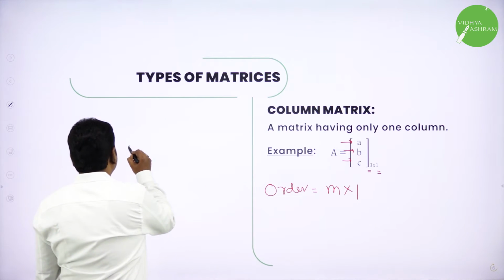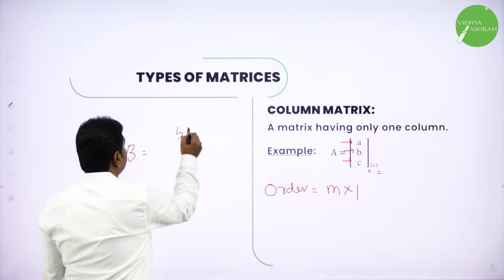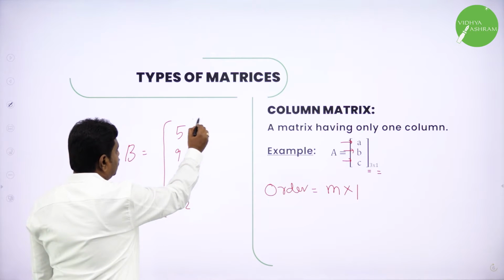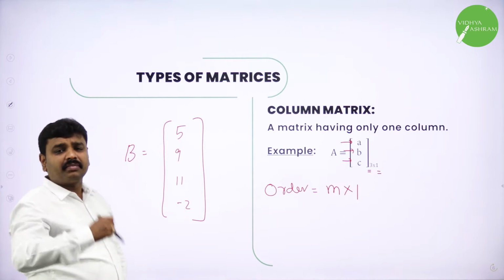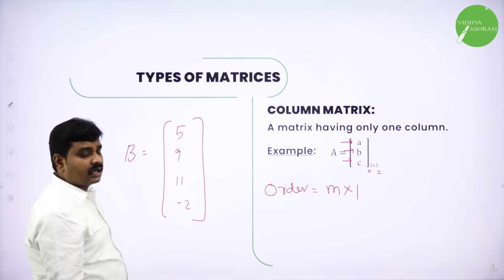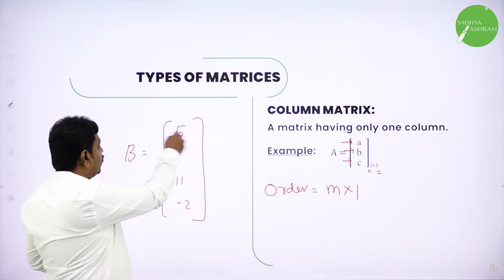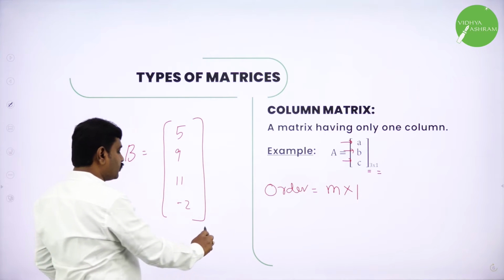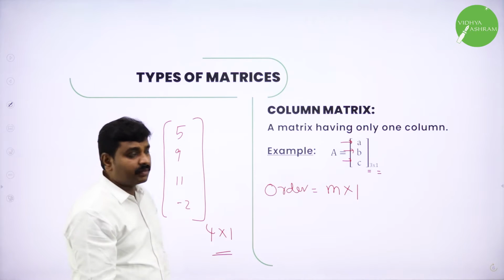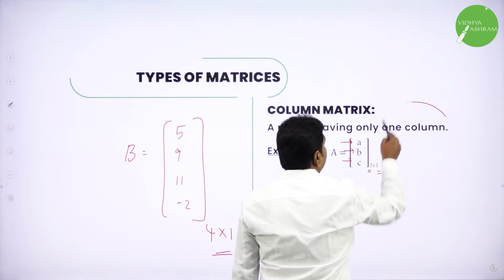Now I'll write matrix B is equal to 5, 9, 11, minus 2. Is this a column matrix? Yes. Why? Because it contains only one column and it has many rows. 1, 2, 3, 4, 4 rows, 1 column. 4 cross 1 column matrix. What is column matrix? Matrix having only 1 column.